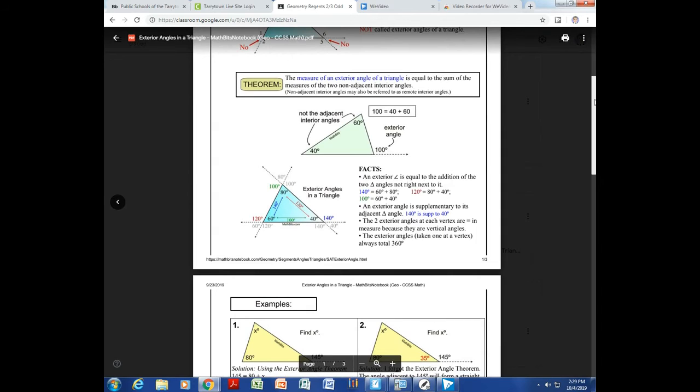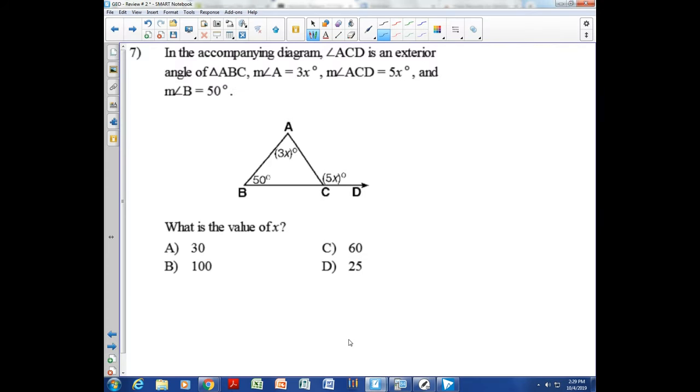It says the measure of an exterior angle of a triangle is equal to the sum of the measures of the two non-adjacent interior angles. Non-adjacent interior angles may also be referred to, as Mr. Frank often uses, remote interior angles. In that picture, the 100-degree angle is the exterior angle, and the two remote angles are 40 and 60, and obviously 40 plus 60 is equal to 100. So going back to our problem, this is a problem where you must use that.